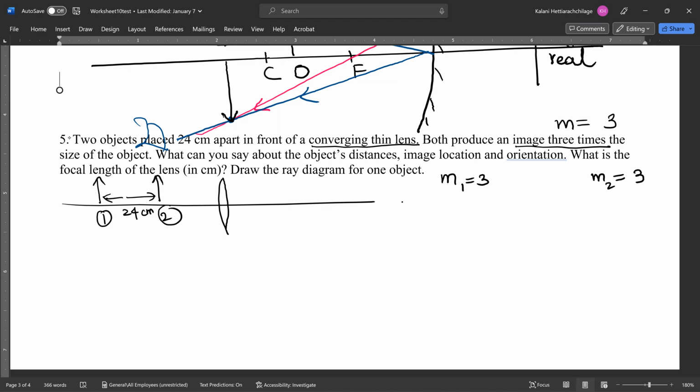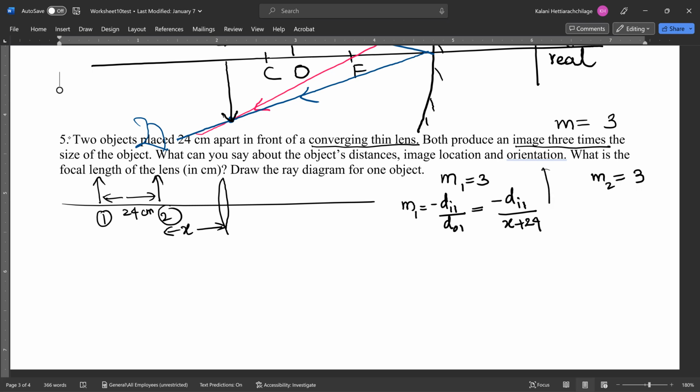So now let's think about this. Magnification can be written by using negative DI over D naught. I am going to write 1 for the first, 2 for the second. D naught 1. So now what I know, let's say this distance is X, because X is not given, right? So now DI 1 will be something that I still don't know, divided by D naught for the first one, which will be X plus 24.